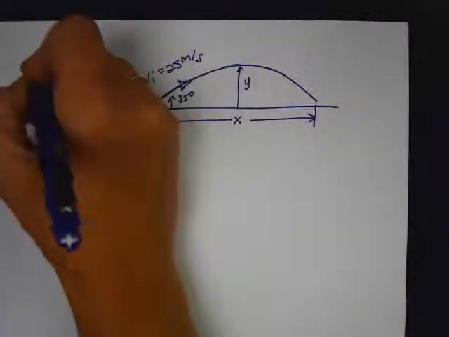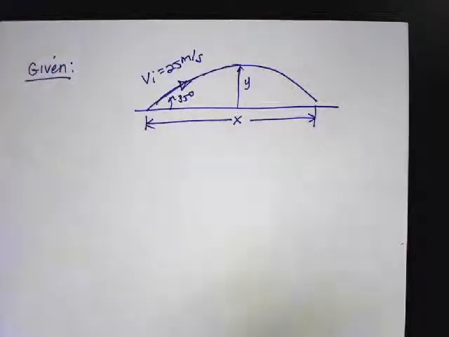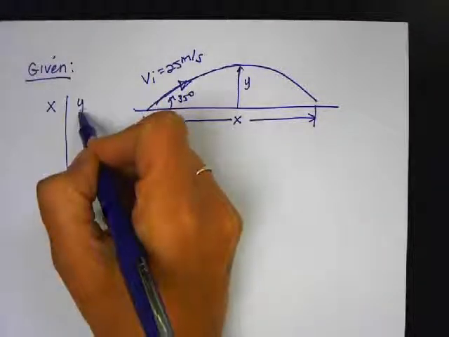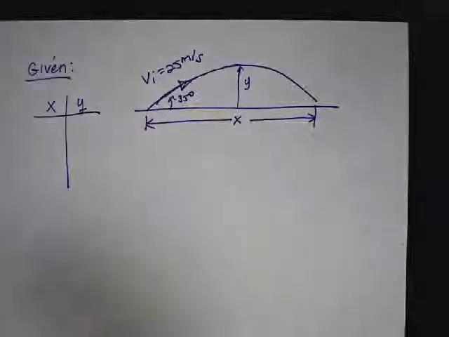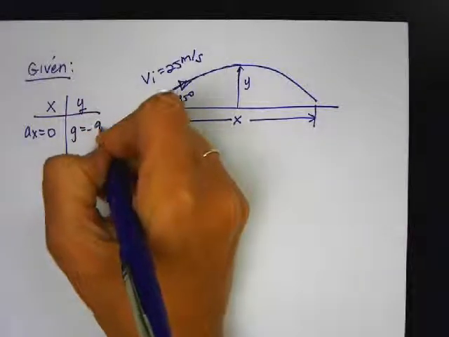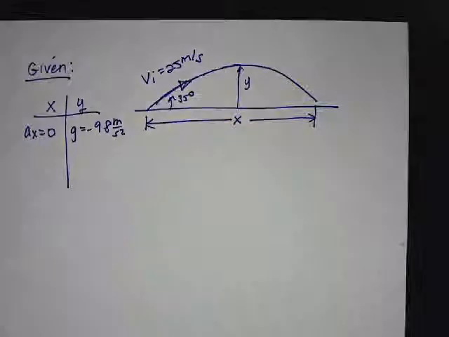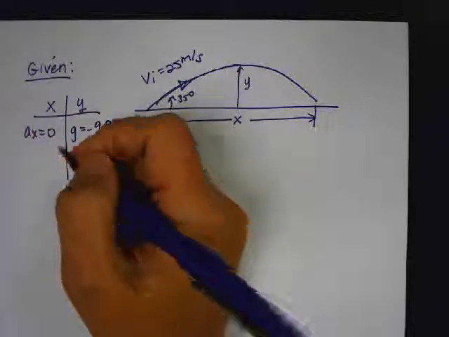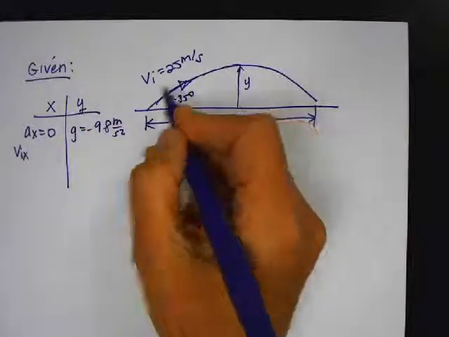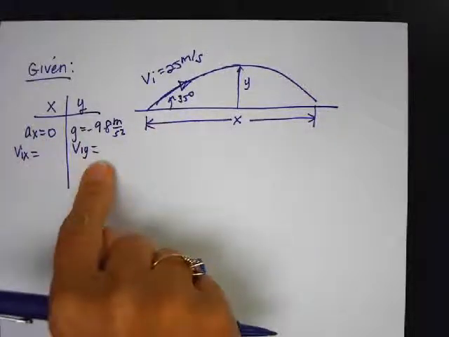So where do I start? Well, I need to write my givens. And remember, we're always going to break our givens up into x and y. So the first thing that I'm going to write on every problem is that a_x is 0 and g is equal to negative 9.8. The next thing I'm going to do is find v_ix and v_iy. I don't know those, so I'll write them in. I know v_i, so I can find v_ix and v_iy, but one of these is not 0.